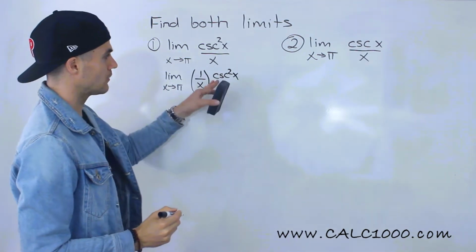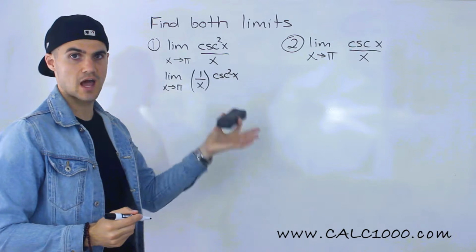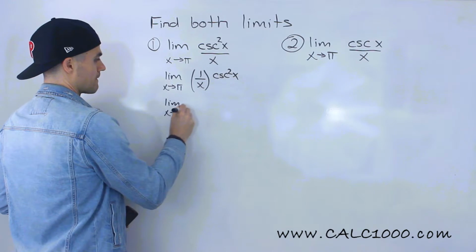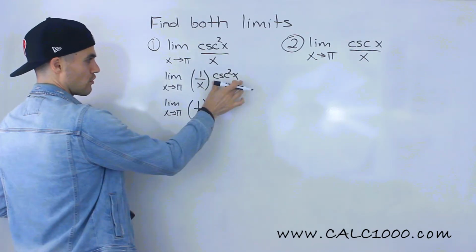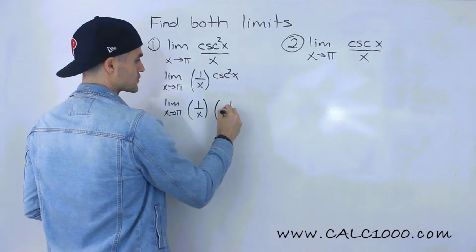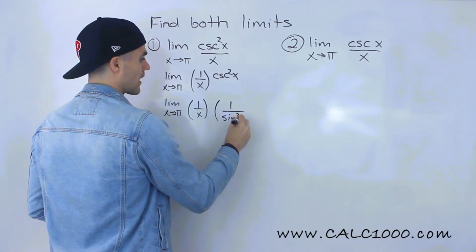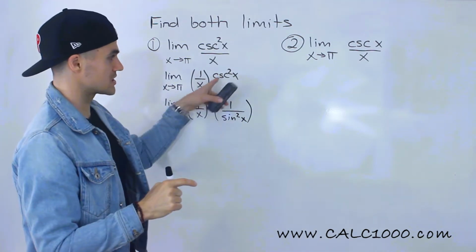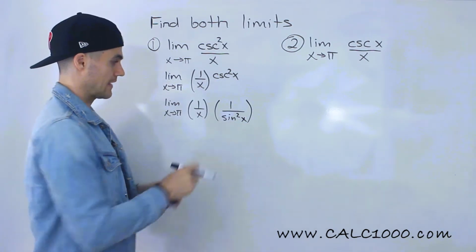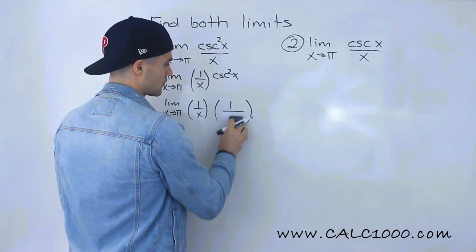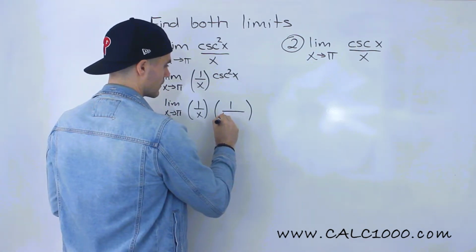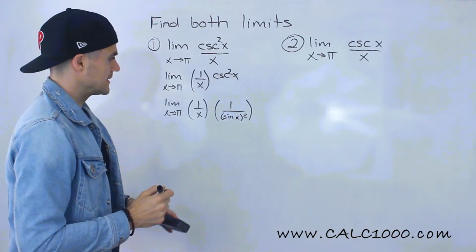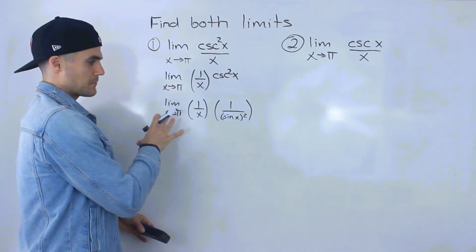Now, cosecant x is the reciprocal of sine. So cosecant x is 1 over sine x, which means cosecant squared x is 1 over sine squared x. And then this sine squared x we can rewrite as sine x squared, just because then I feel it's more obvious that we can't make a direct substitution.